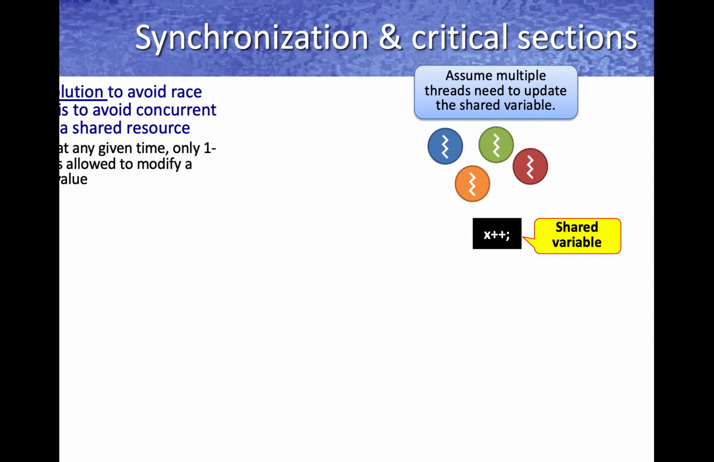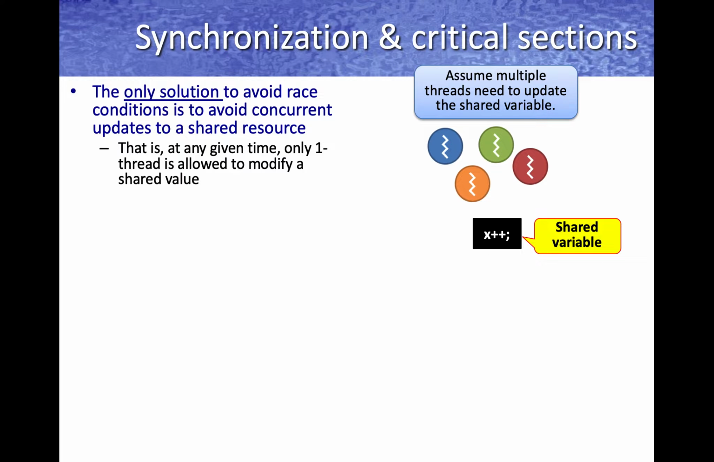Assume that we want to update a shared variable x, and multiple threads need to update that shared variable. The only solution to avoid a race condition is to avoid concurrent updates to the shared resource. That means at any given time, only one thread is allowed to modify that shared variable.